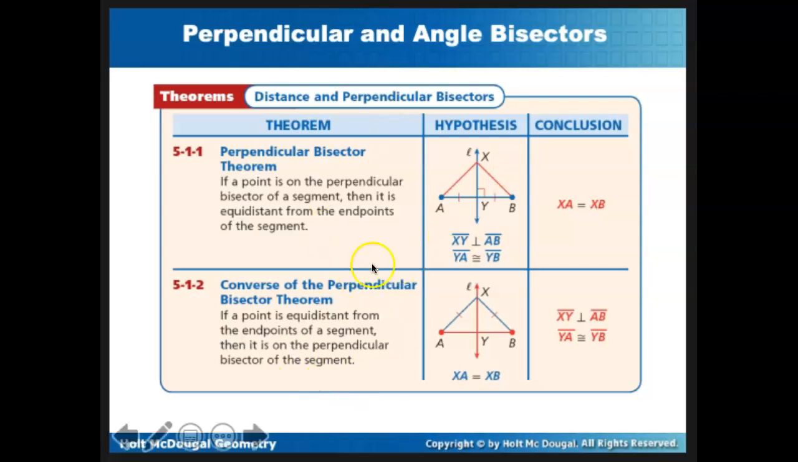So this tells us that we have these segments from the endpoints, and they go to the same point on this line, XY, and this is a perpendicular line to AB, then these are also equidistant. If these are equidistant, these are equidistant. So it's on the perpendicular bisector.